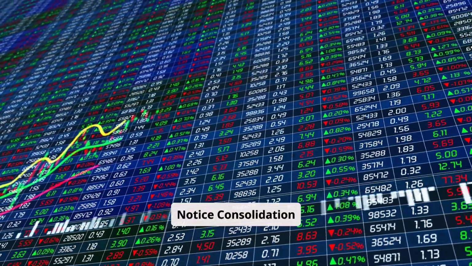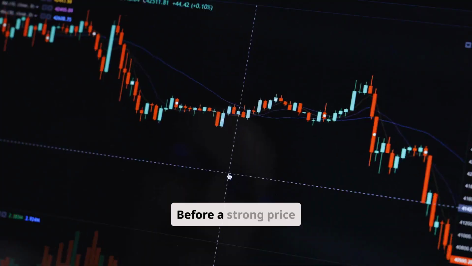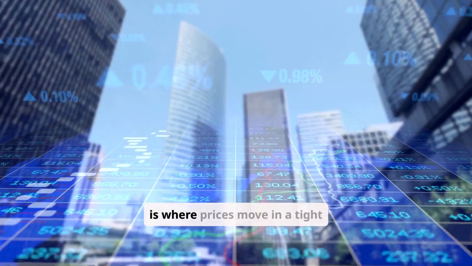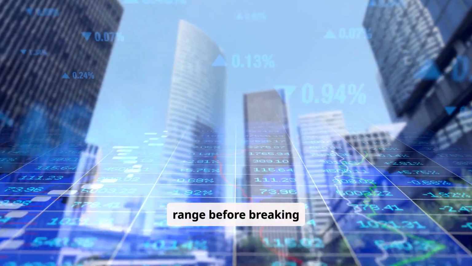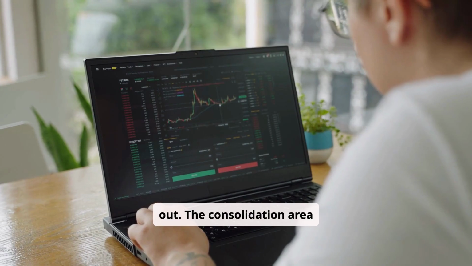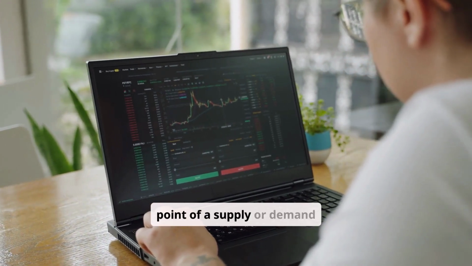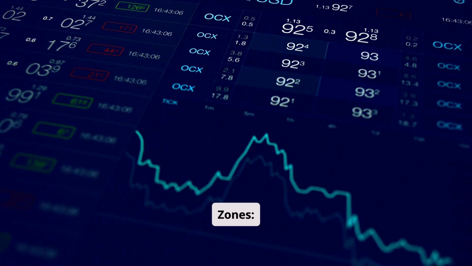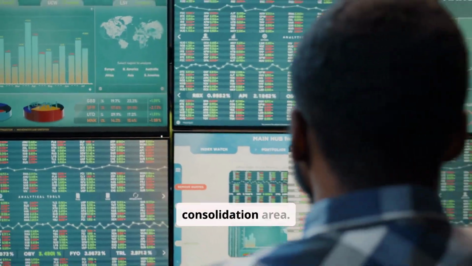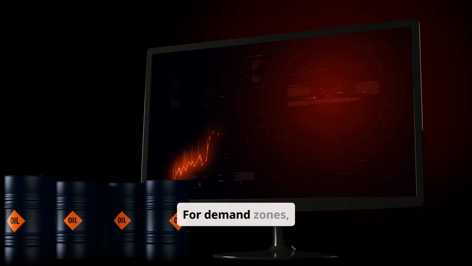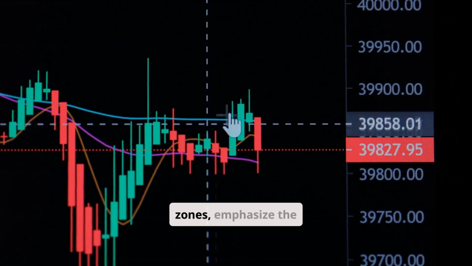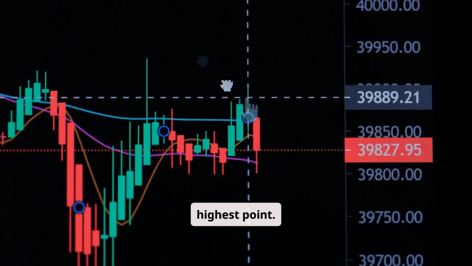Notice consolidation patterns. Before a strong price move, there's often a period of consolidation. This is where prices move in a tight range before breaking out. The consolidation area usually marks the starting point of a supply or demand zone. Edges of the zones. Draw the zones around the consolidation area. For demand zones, focus on the lowest point in that range. For supply zones, emphasize the highest point.